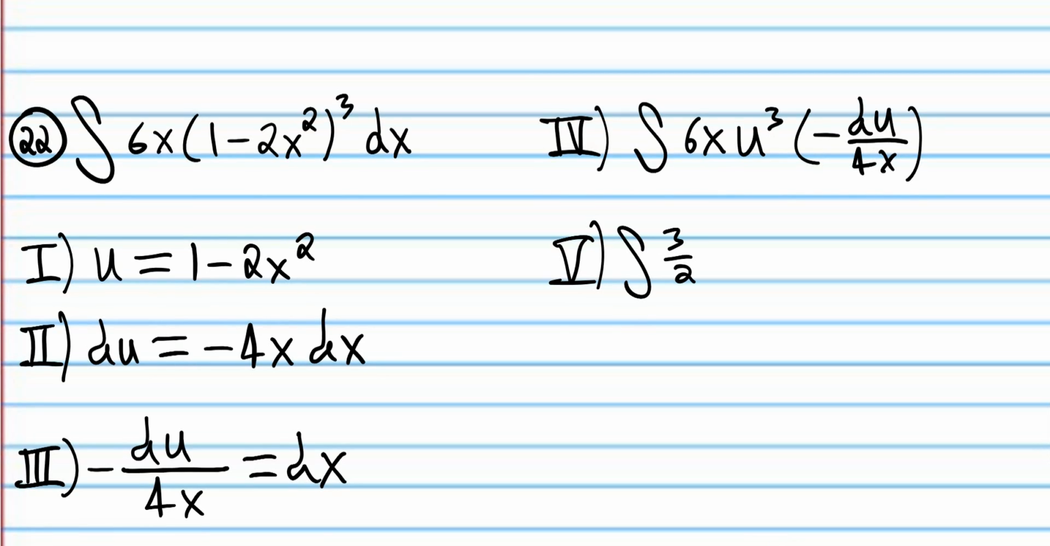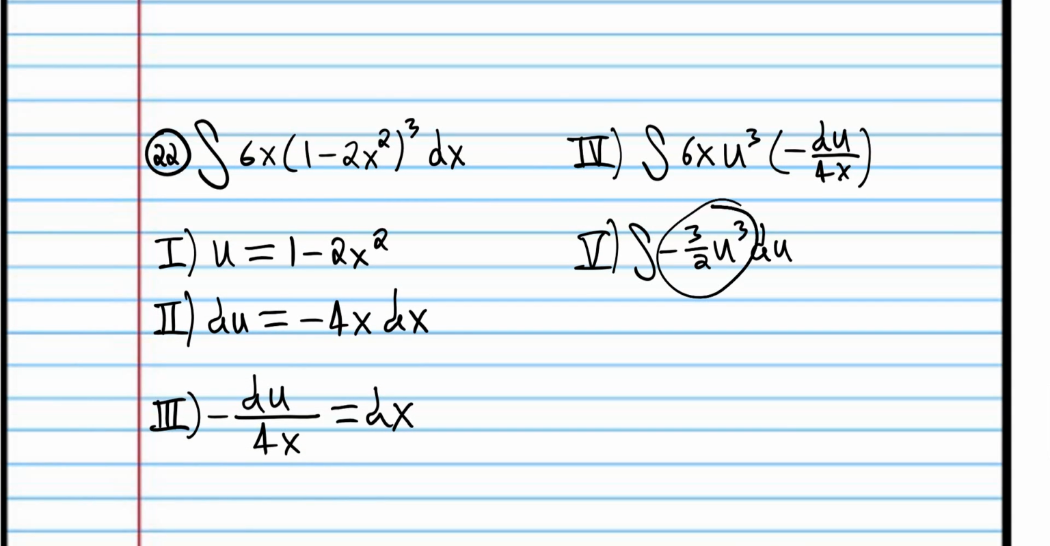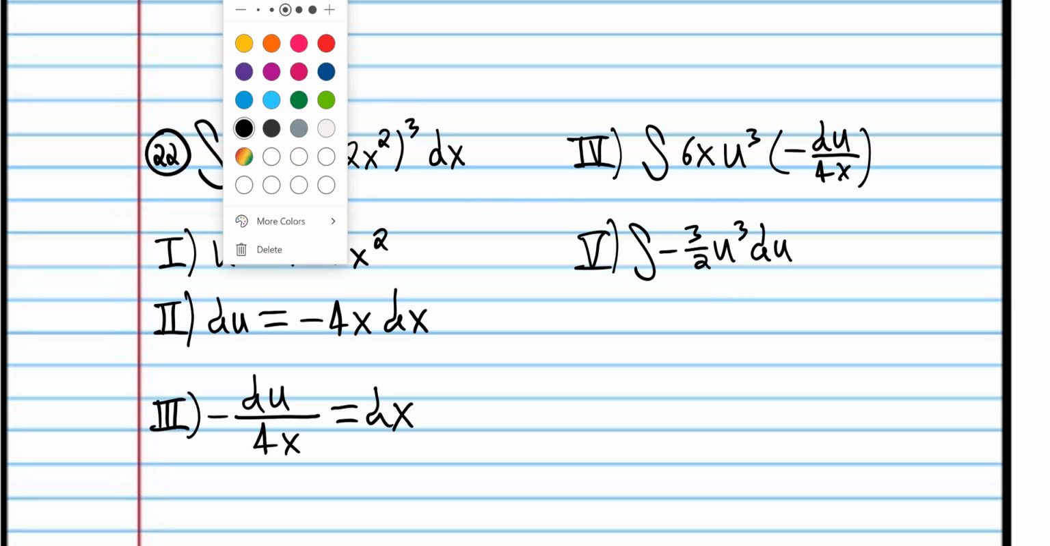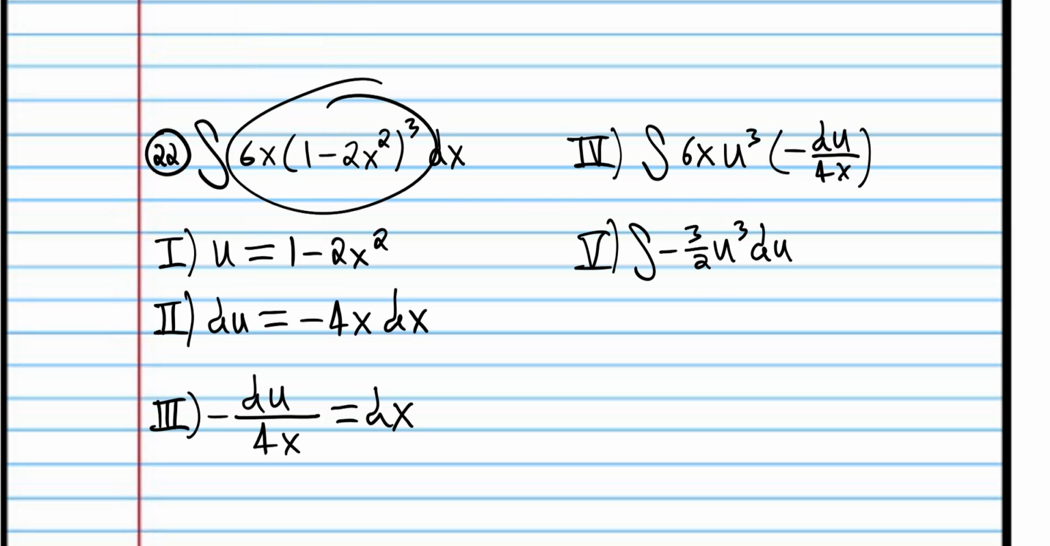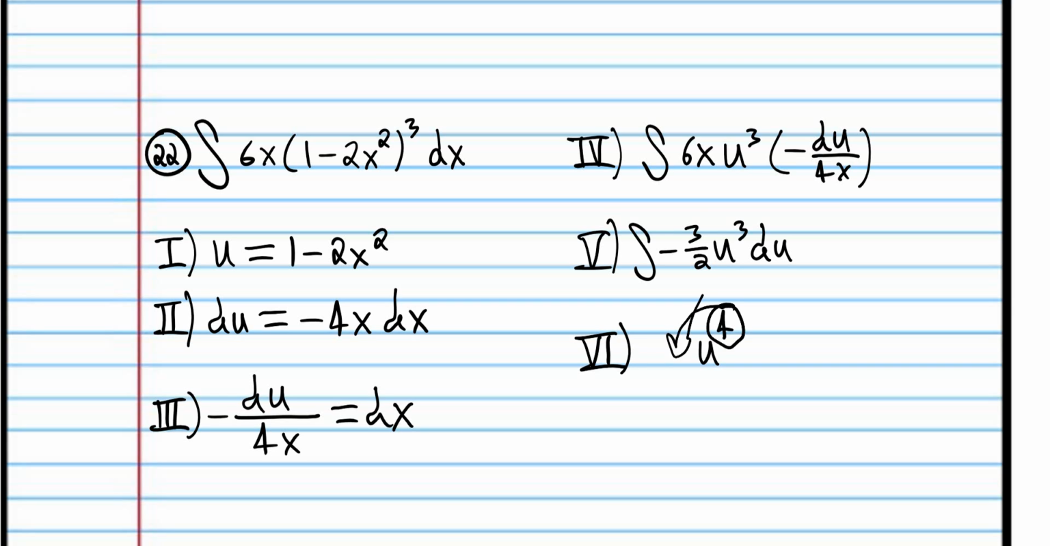We have 3/2. 6 over 4 is 3/2. And we need negative 3/2, and u cubed and du. So again, this expression is a lot easier to find the antiderivative than this expression here. That's the whole point of this. So now in step 6 we find the antiderivative. We know we're going to add 1 to the exponent, and when we find the derivative we're going to multiply by something to get negative 3/2.